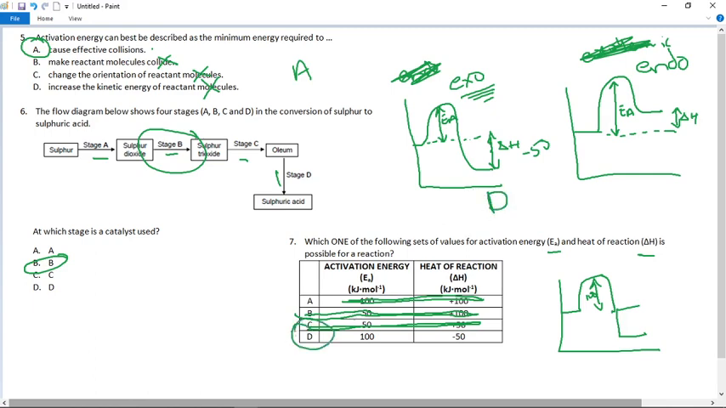Over here, we can start on the axis, we can go up 100, but for the delta H to be negative 50, we're going to come back down, and this here is going to be minus 50. Note this graph is not drawn to scale. And this here is going to be positive 100, and that graph will work. We will be absolutely fine.